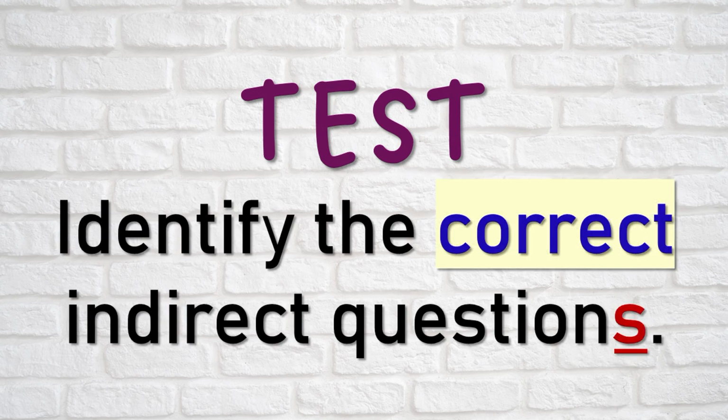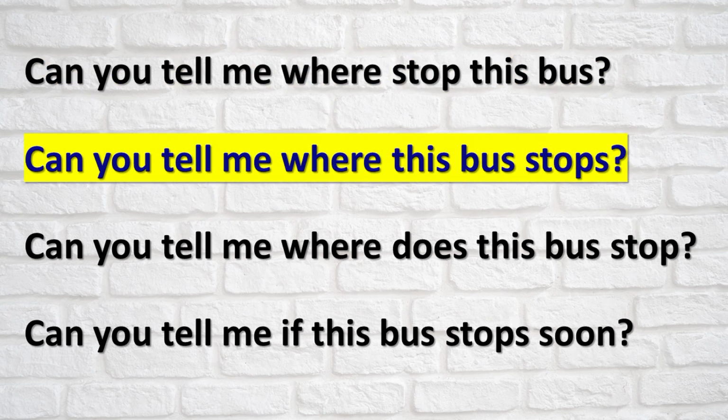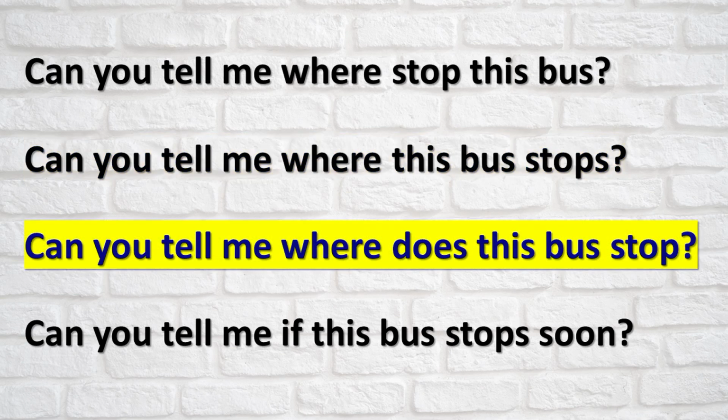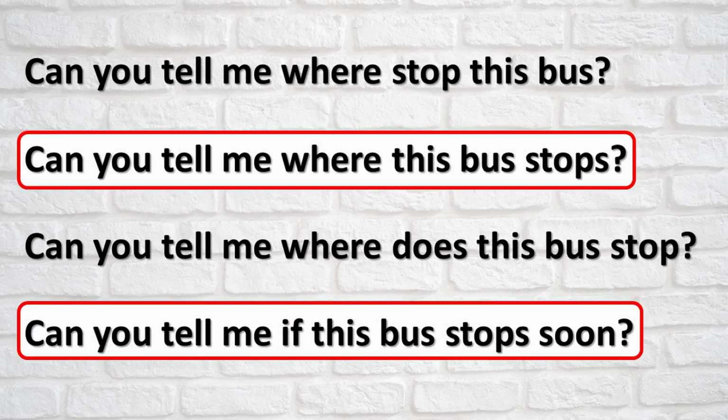Identify the correct indirect questions. Can you tell me where stop this bus? Can you tell me where this bus stops? Can you tell me where does this bus stop? Can you tell me if this bus stops soon? These are the correct questions. Can you tell me where this bus stops? Can you tell me if this bus stops soon?